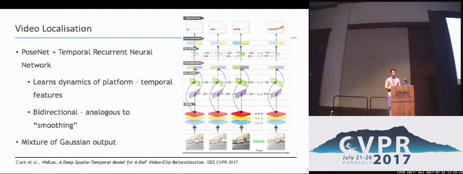The next work I'd like to talk about is extending PoseNet to work over video sequences. So this is an idea of having PoseNet and then taking the feature vector at the top and running a recurrent model on top over video. And what they can show is that this acts like a filtering method, and it's able to smooth the estimate over a number of frames and give a nice temporally consistent pose estimate.